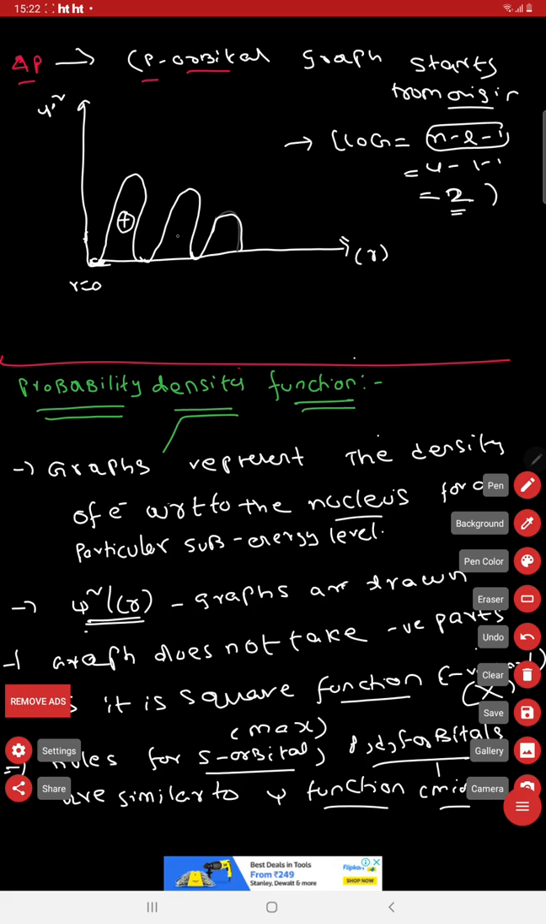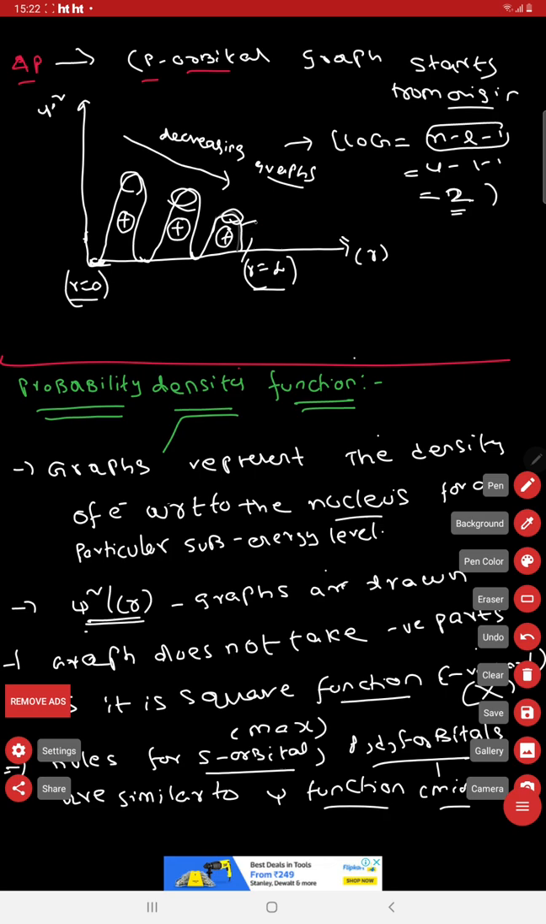So this is positive, r equals infinity, and this is a decreasing graph. So you need to just decrease from one side of the graph to the other. r equals 0 to infinity. This is the 4p graph, and up to here this is the 3p graph. You can just represent it, okay.